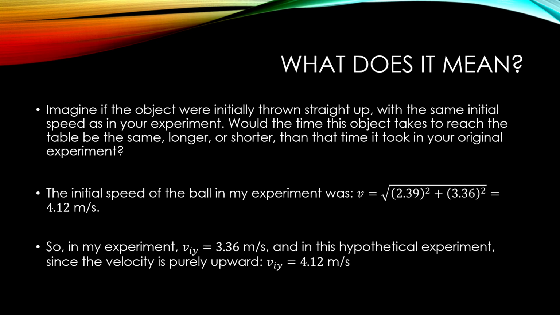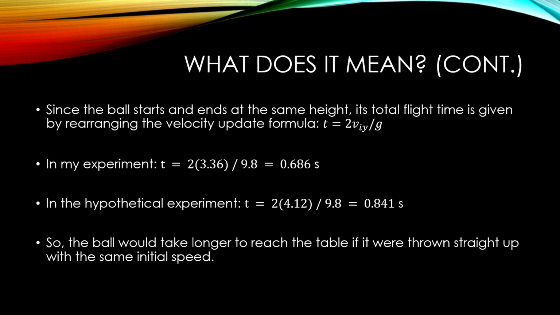And what does it mean? If the object were thrown straight up with the same initial speed, would the time the object takes to reach the table be the same, longer, or shorter? So here I calculate the initial speed in my experiment, which is 4.12 meters per second. The initial velocity in the y direction in my experiment was this, but in the straight up experiment, it would have been this. So since the ball starts and ends at the same height, we can use this to calculate the time. And in my experiment, it's 0.6 seconds, and the hypothetical 0.8. So the ball would take longer to reach the table if it were thrown straight up in the air.